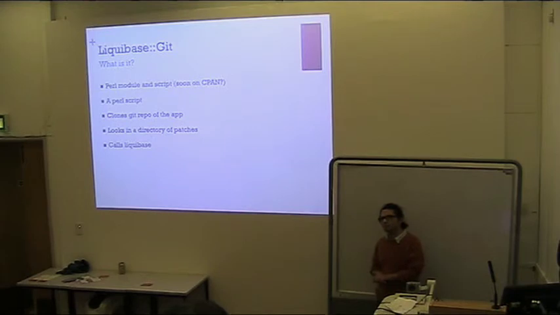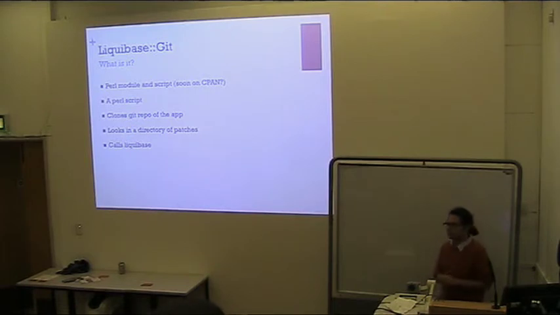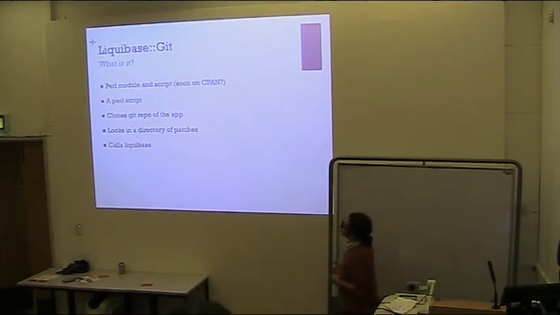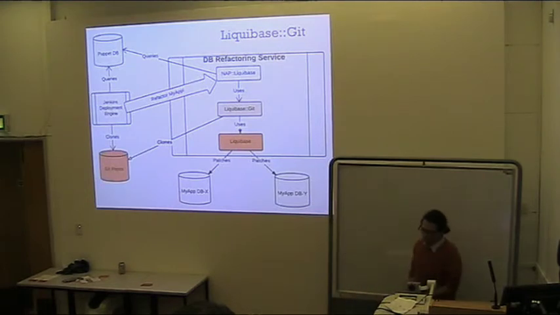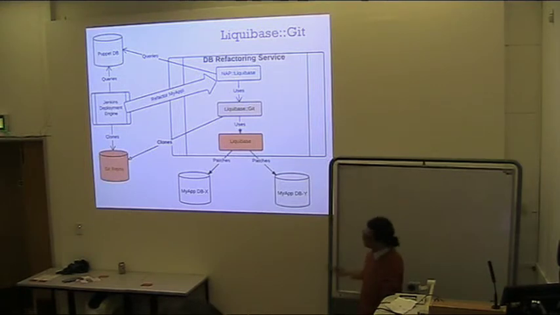Does anyone else have that pattern? There you go. Who has their database patches in a completely separate Git repo? Okay, we can still use it. It just checks out your app's code on the Liquibase server, looks in the directory you tell it to look for the patches, and runs them, as I've shown you. So it's a very thin wrapper. It just needs to know where your Git repo is.